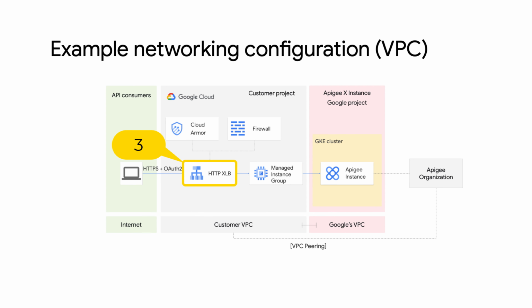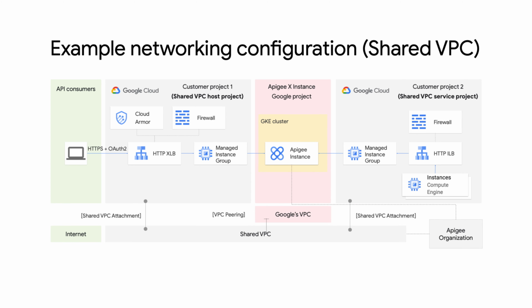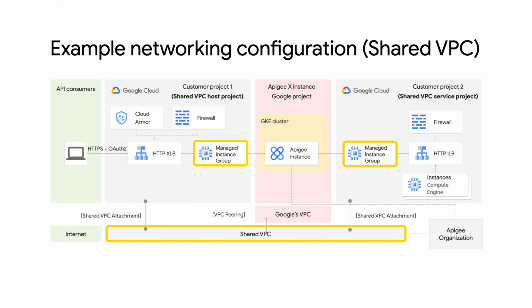Finally, the load balancer. Depending on your routing requirements, you could either choose an external or an internal load balancer for routing requests to the Apigee X instances. Keep in mind that if you are using a shared VPC, then ensure that all managed instance groups, client hosts, and target hosts are created in the same network as shown in this diagram.